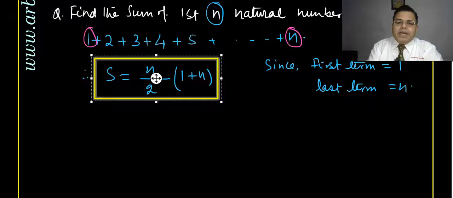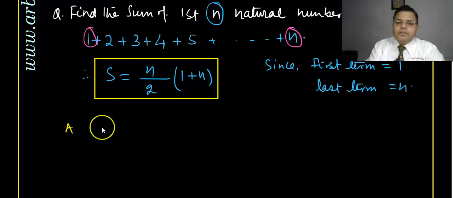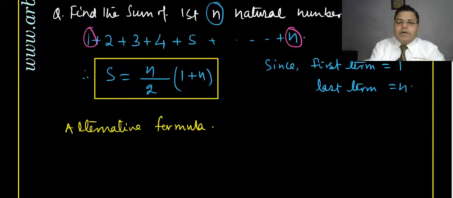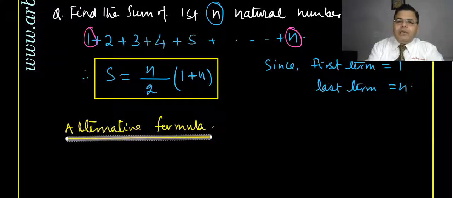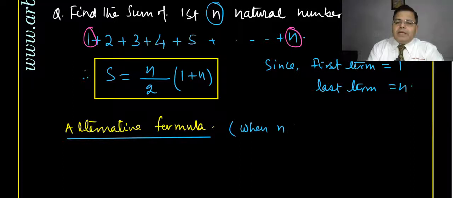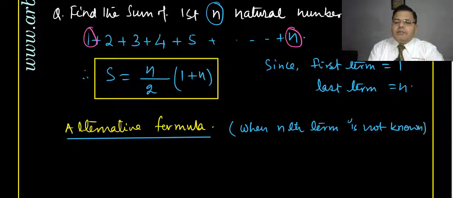Now, we can extend this formula to an alternative form. Alternative means another formula. If you do not have this formula, you can use another formula. Sometimes when the nth term is not known, what will happen? If the nth term is not known, then how can you use this formula?